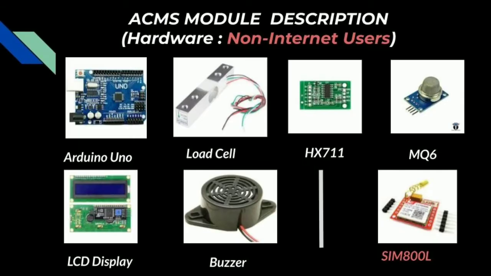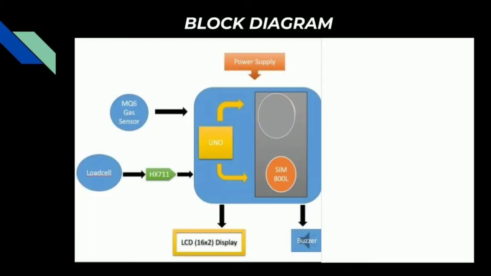Now what about the users who do not have internet access? For those users, in the hardware module, we will be using the following components. This is the block diagram that we are going to implement for the users who don't have internet access. Here you can't see an online database. We will send an SMS only if the leakage is detected or the LPG volume falls below a threshold value.